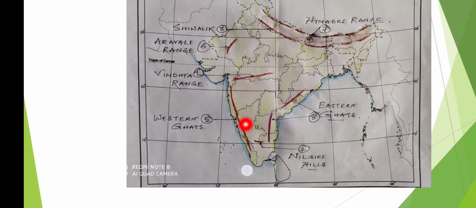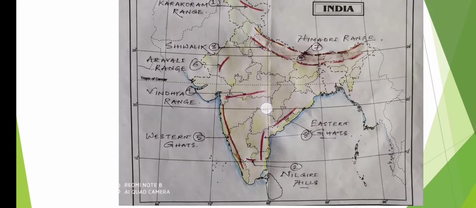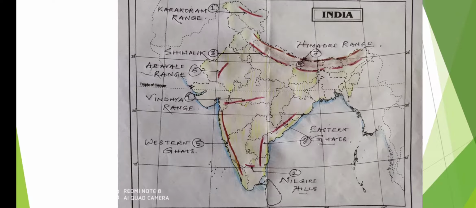So this one is the Western Ghat mountain, and I have marked it as number 5 and written Western Ghats. Here Ghats means the mountain range, so Western Ghats. Next, number 6, it is asked in the question, the Aravalli mountain range.